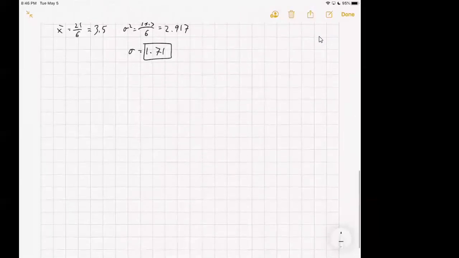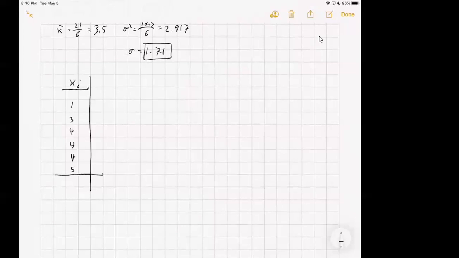Okay, so I'm going to write down the numbers, the x of i values. We call that almost step 0, just recording the numbers. I believe we had 1, 3, 4, 4, 4, and 5. If we take the summation of those, I'll just total those down here. That's 21. Therefore, the average is 21 over 6 still, and so that's still 3.5.